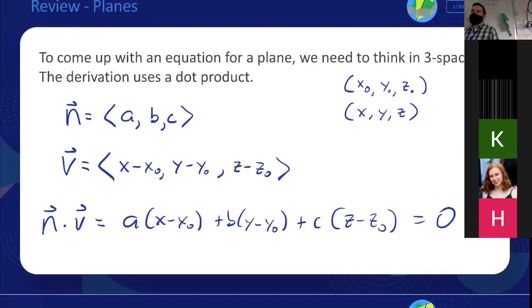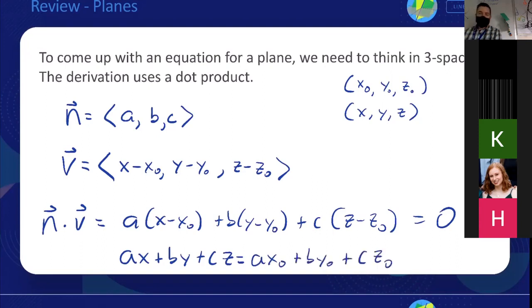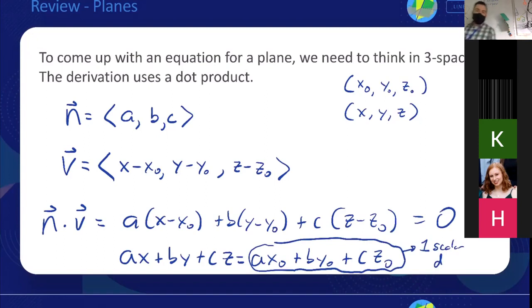And so that's usually the form we used last semester, because last semester we were mostly concerned with like, this is a plane, this is the tangent plane or whatever. With linear algebra, we're usually looking at planes in terms of solving a system of equations. So we'll usually have solved this down by distributing the A, B, and C, and then gathering up the constants on the other side. When we go to solve a system of equations, this is a scalar that we usually just call D.